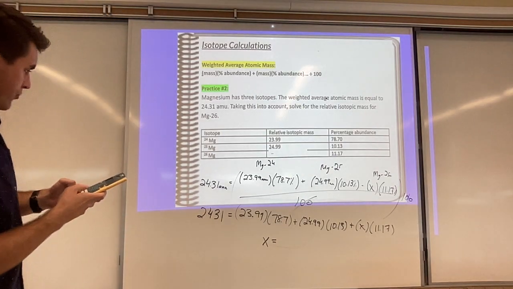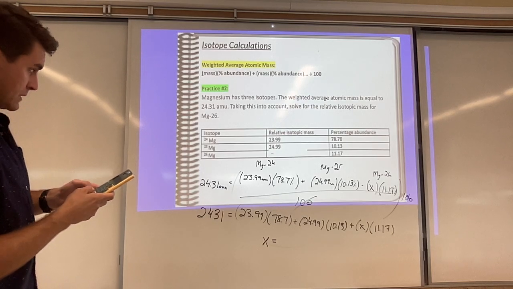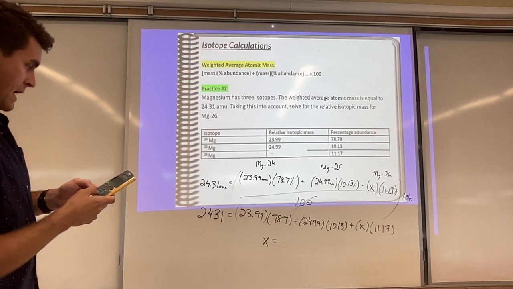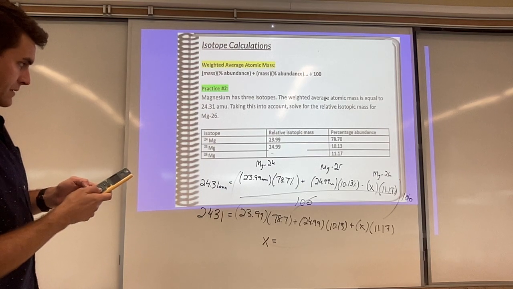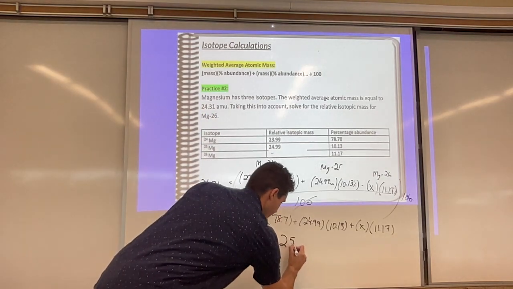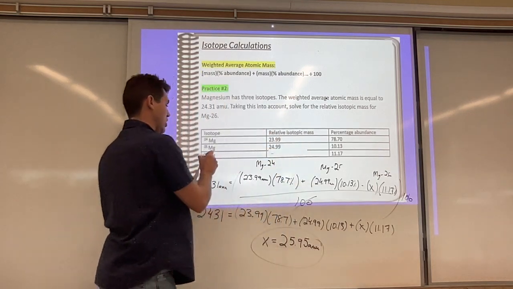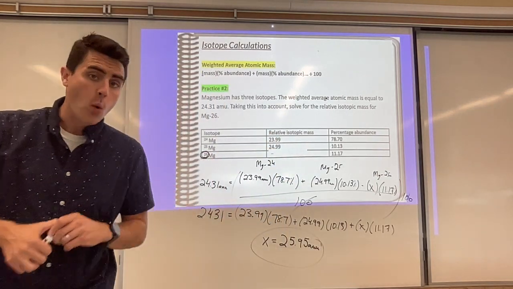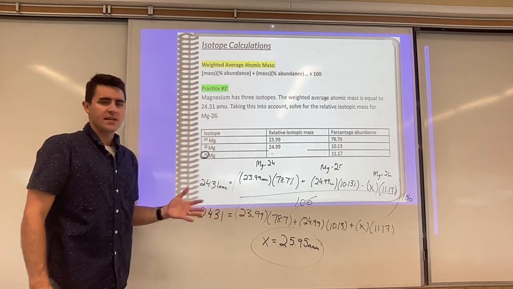2,431 minus 78.7 times 23.99, minus 24.99 times 10.13, equals this, divided by 11.17 equals, perfect. I get 25.95 AMU. Is that answer really close to 26, which is the isotope? It is. It's almost exactly 26, so 25.95 makes sense here.